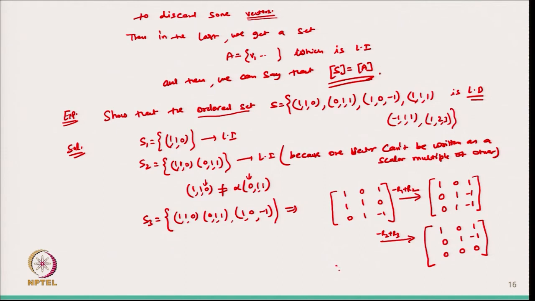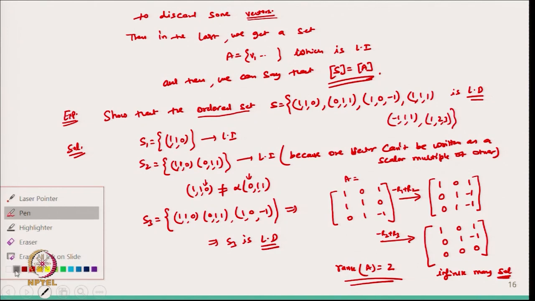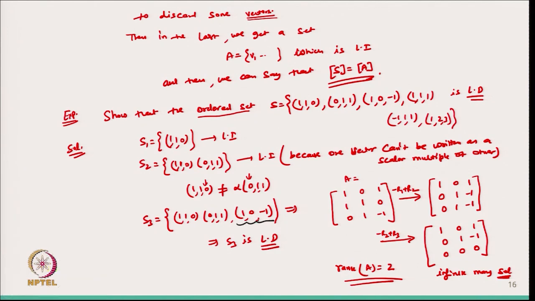From here I can say that the rank of this matrix, whatever the matrix is there, I just call it A matrix, is 2. So, infinite many solution. Okay. So, using this one we can say that my S3 is linearly dependent. When we have not added this element, it was Li, but then we put this element, then the whole set becomes the LD.